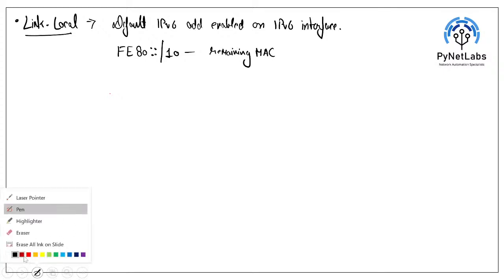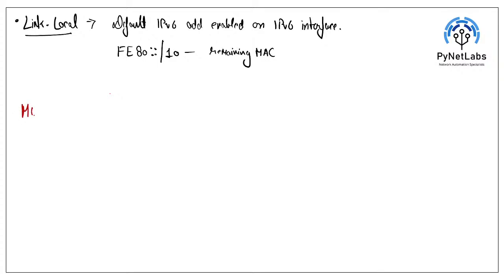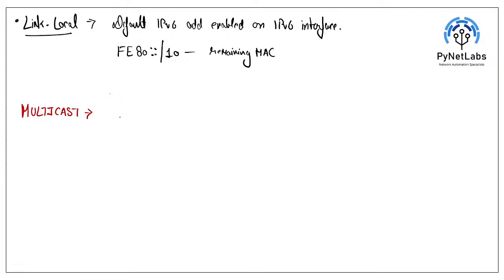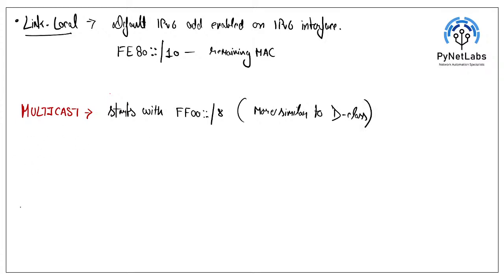Now coming back to the second category, which was multicast. This multicast is more like D class. It always starts with the range FF00::/8, where /8 bits are represented, and we can say it is similar to D class. So this is what your multicast address is.